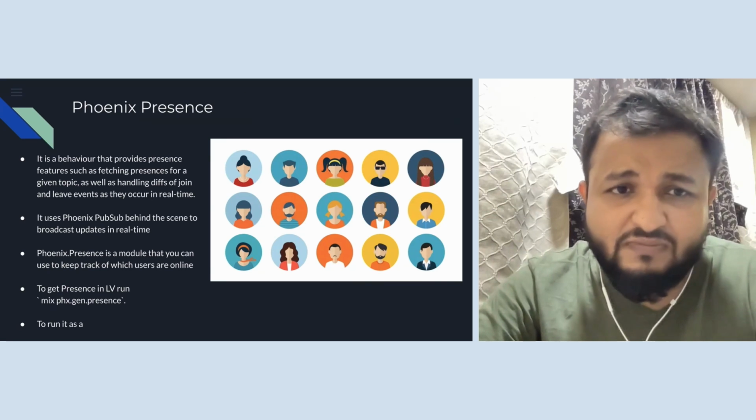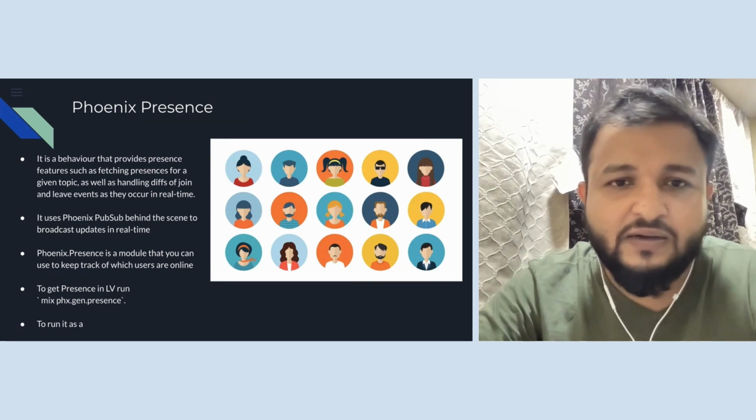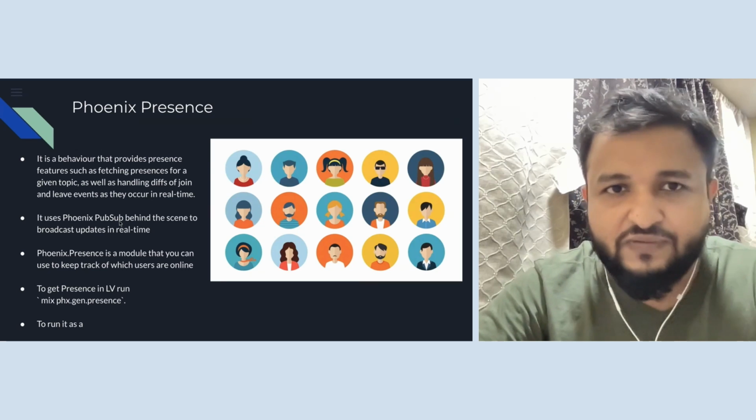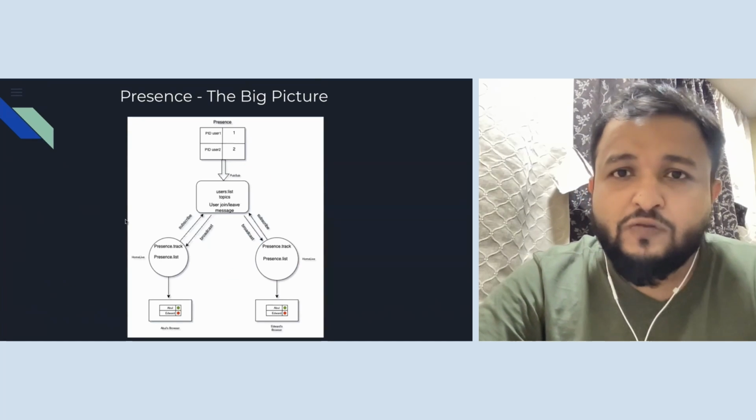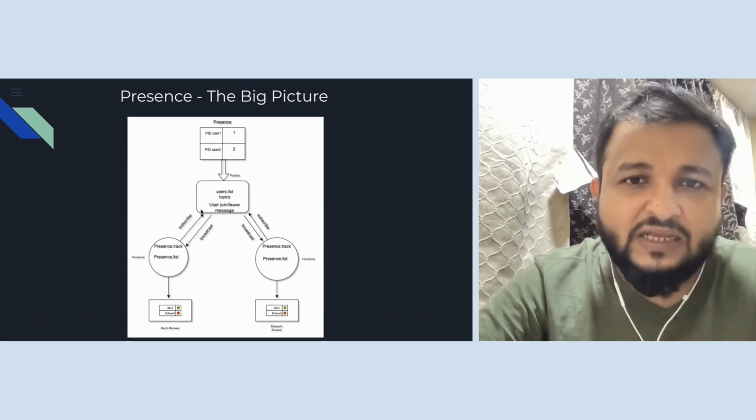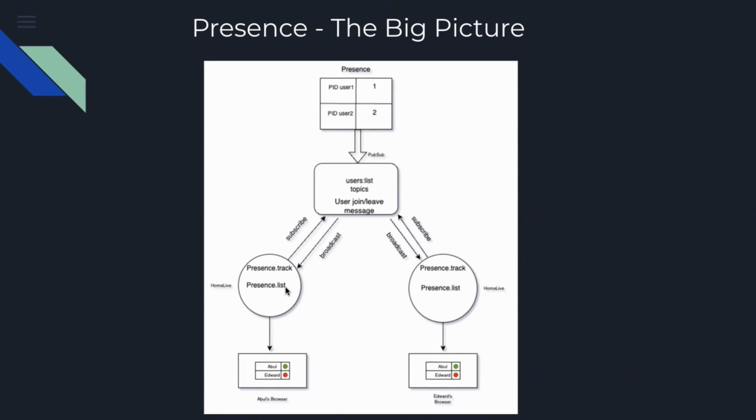So it is the main thing which helps in achieving this. So, presence, the big picture. In this diagram, I'll try to explain how Phoenix Presence works. I'll start from the bottom. If you see over here, this is my browser, Abul's browser, and this is Edward's browser. In my case, I can see Abul is logged in and Edward is not, assuming Edward is not logged in.